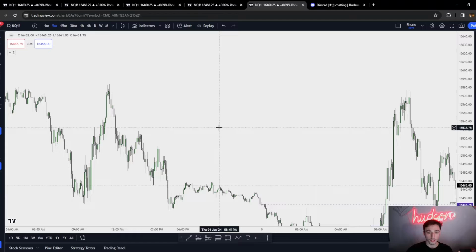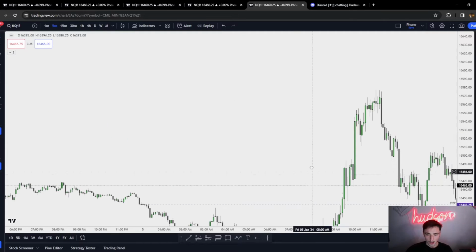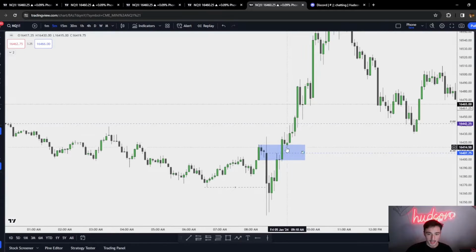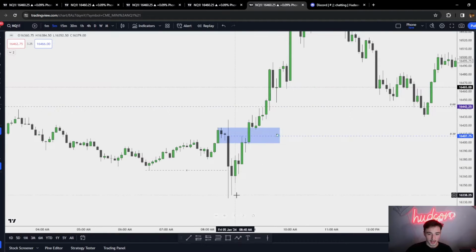If you're not taking partials, then you're stupid. So right here you can see that we have our discount because we are only below midnight opening price. This right here, this Judas swing down on non-farm would have been your deep discounted buy.